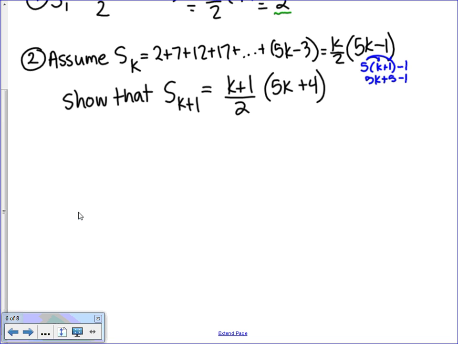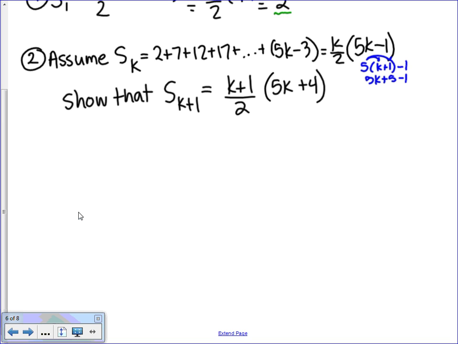So this gives me clear direction as to what I'm looking for in the end. That's how I'll know I've made my proof when I get to k plus 1 over 2 times 5k plus 4. And that'll be the signal that I'm done. Right below this statement is where you're going to do your algebra work. So after you make the statement, assume and show that, start by doing S sub k plus 1.